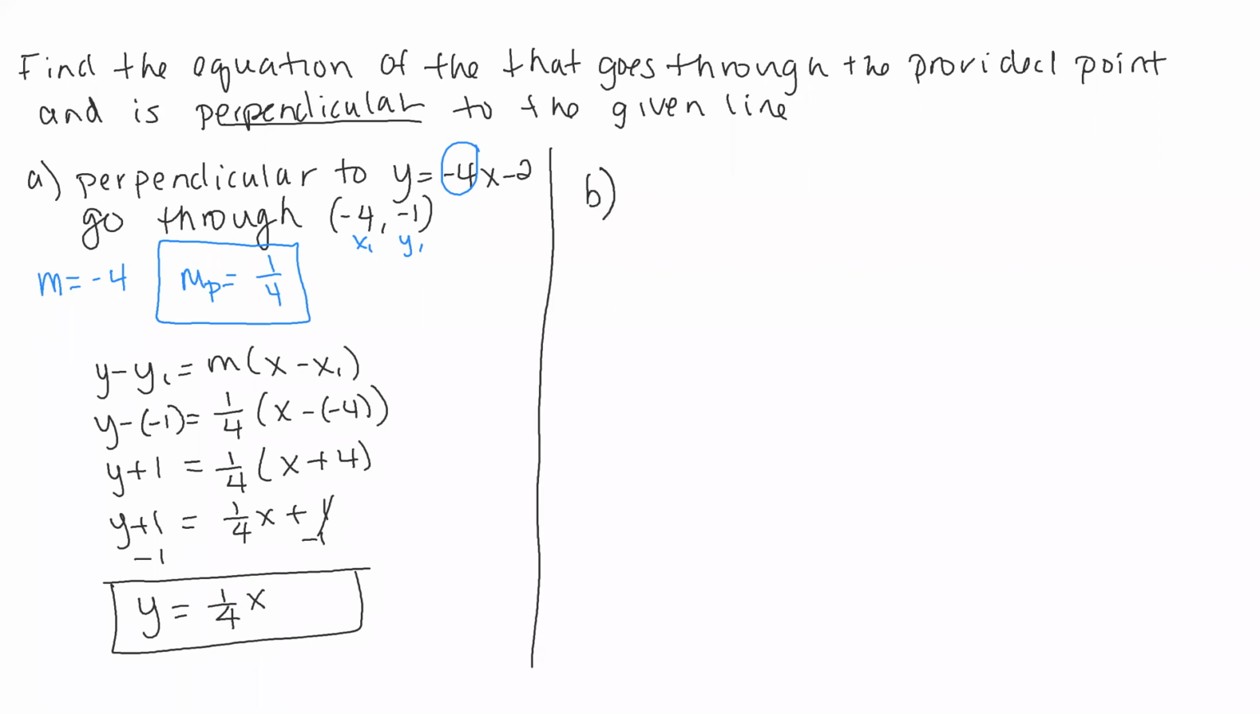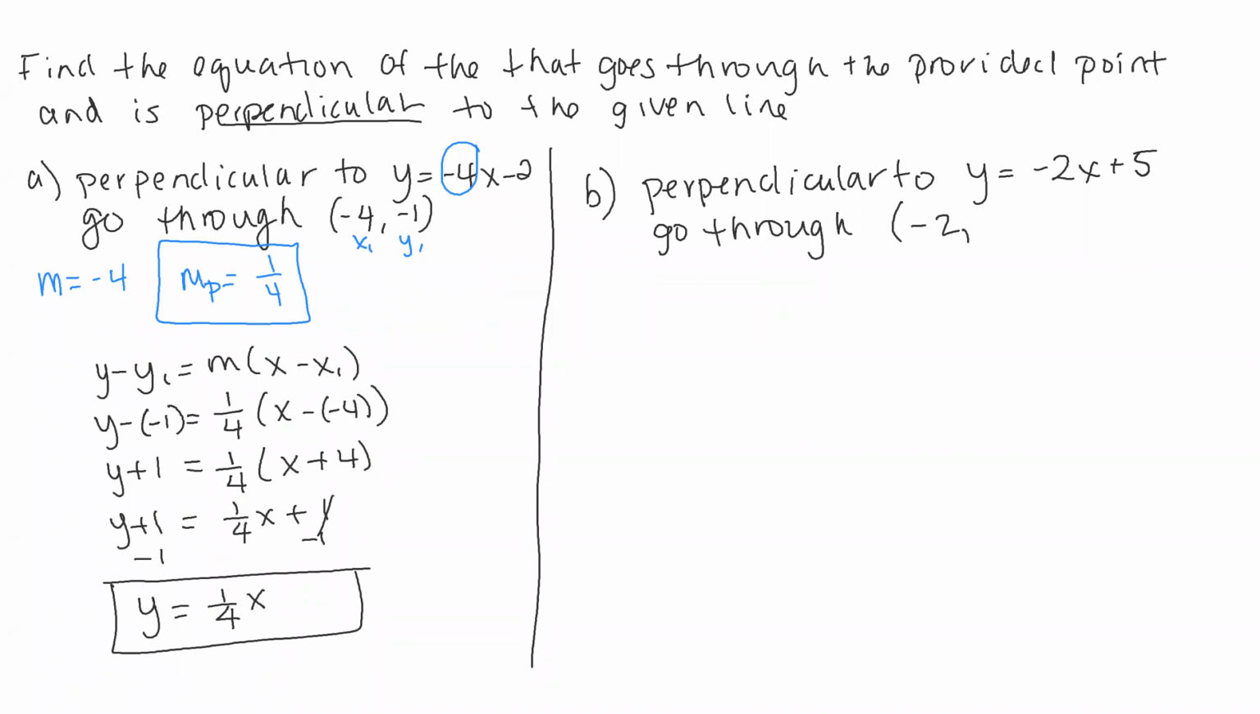All right. Let's do one more example like this, and then of course we'll talk about horizontal and vertical lines and how that works. So for this one, we want to be perpendicular to y equals -2x plus 5, and we want to go through -2, -5. Okay, so looking at the equation that's given, it's in slope intercept form. We just have to look at the coefficient of x. So the slope is -2.